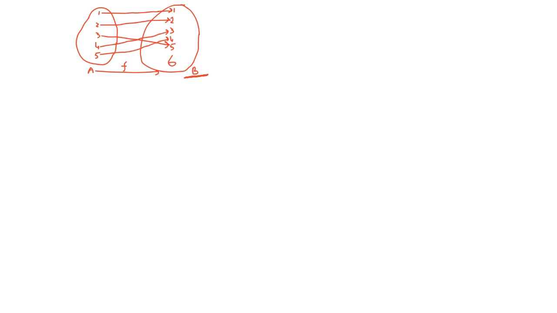Domain means Kamil A, 1, 2, 3, 4, 5. Yes, this is the domain. Yes, you are right. Range means, sorry, range is from here to here. This is range, 1, 2, 3, 4, 5. These are connecting, so these are range.